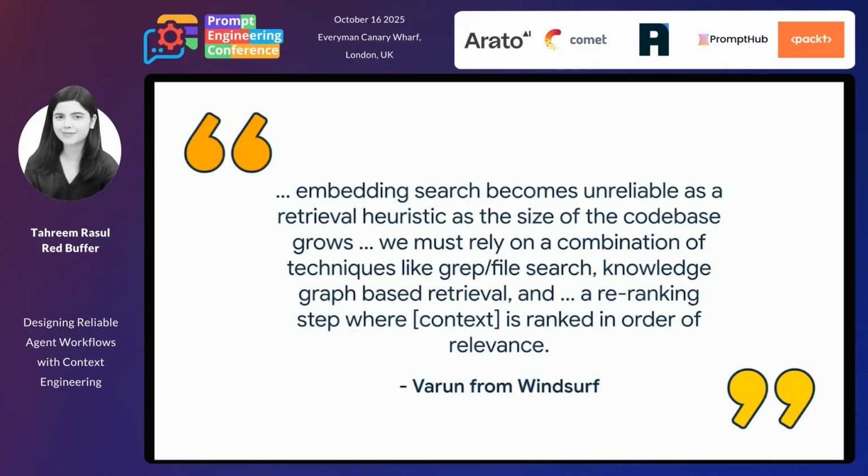And finally, for knowledge, retrieval in RAG is an entire discussion. This could be a conference in itself. But basically, embedding search very quickly becomes unreliable as a retrieval heuristic, as they're discussing for code bases. The idea is that, based on the problem at hand, you can rely on a combination of techniques such as metadata filtering, knowledge graph-based retrieval, and re-ranking. So try what works and then use that for your particular problem.